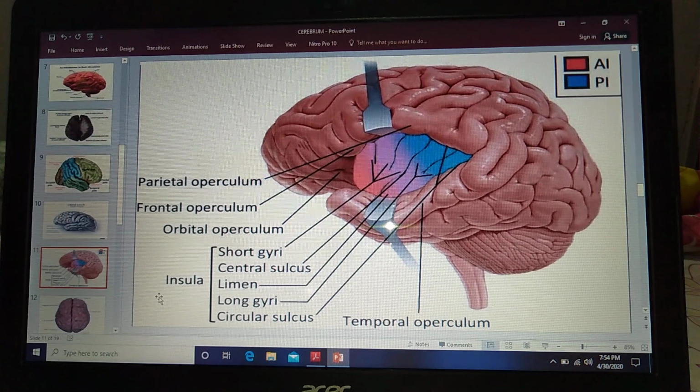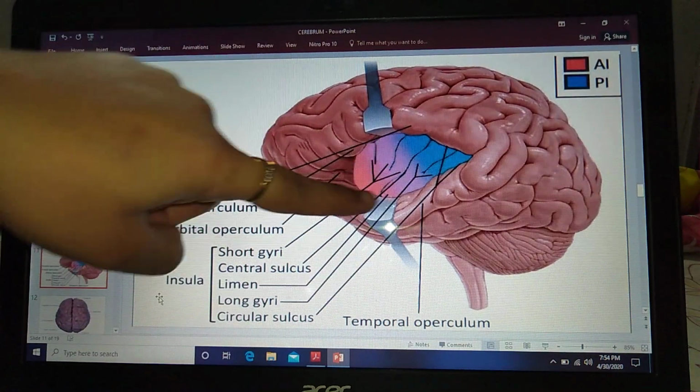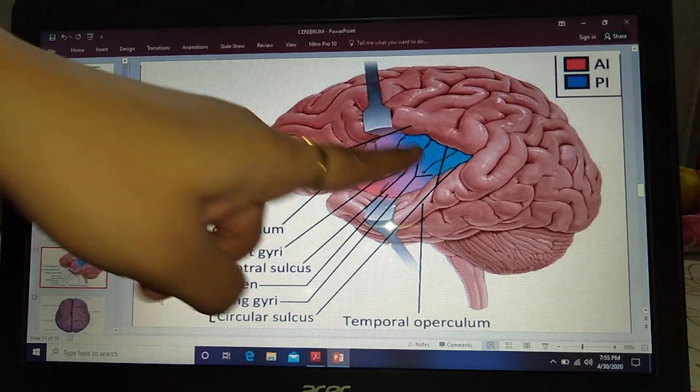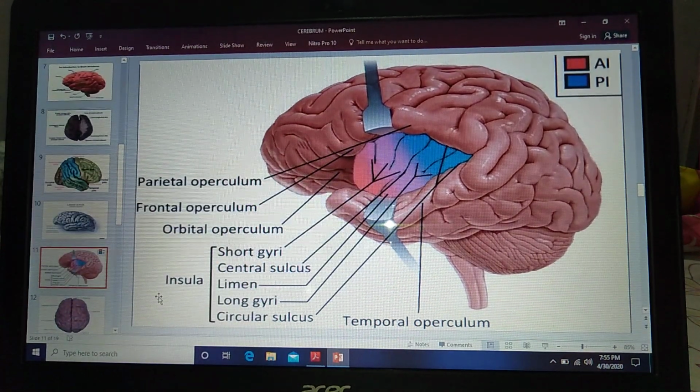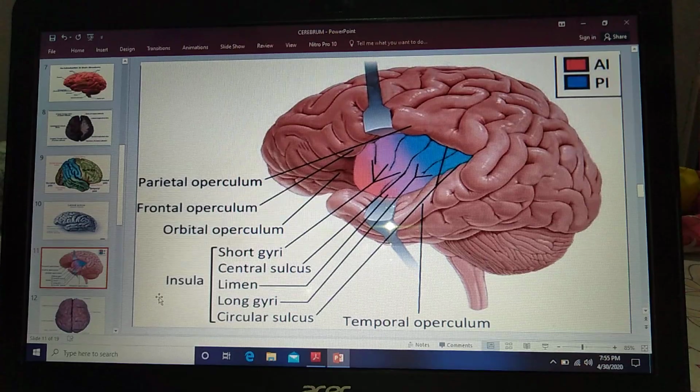Now, what is the role of the insula? What is the role of the insular cortex here? So, the anterior insular cortex, this one, is related to olfaction, that is smell and taste. And the posterior insular cortex is related to language function. Okay, this is how the insula is important.